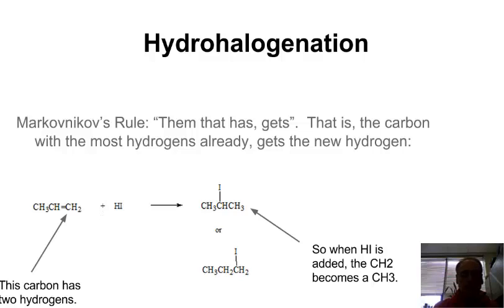Therefore, when the HI adds, this carbon, which already has more hydrogens than that one does, gets the new hydrogen and it becomes CH3. This carbon that didn't have more hydrogens picks up the other thing, which in this case is the iodine, so it becomes that product. Therefore, using Markovnikov's rule, we have predicted that this will be the major product.